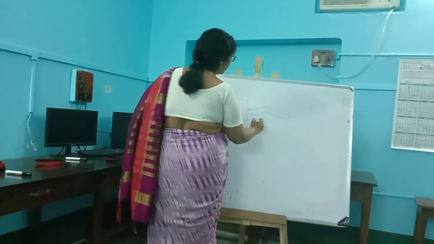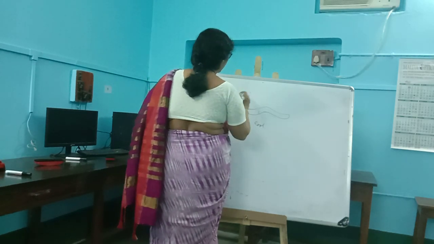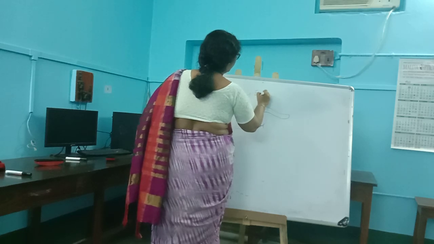This will be the root hair, and these are the epidermal cells. This is the outer part of the root.